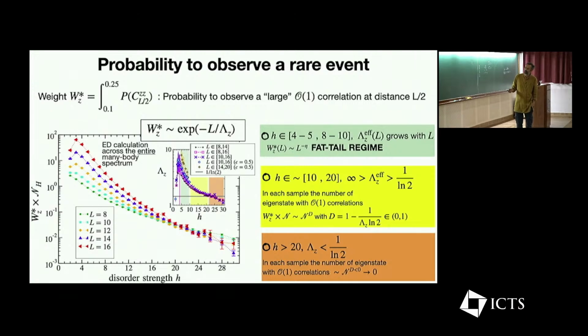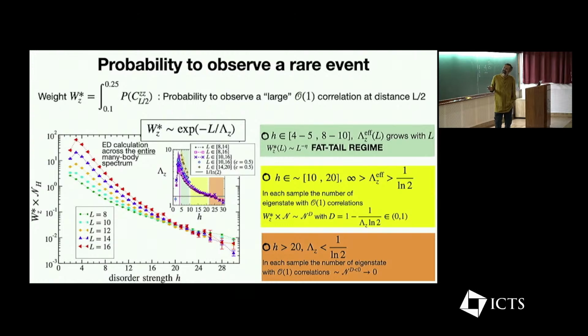So in this broad regime, up to a disorder of about 20, these rare events are present, and their number is not increasing linearly with the Hilbert space size, but it's increasing with an exponent. Okay, so we are not yet related to some other exponent of the problem, but an exponent which is between 0 and 1, this D exponent. And this is another way of seeing it.